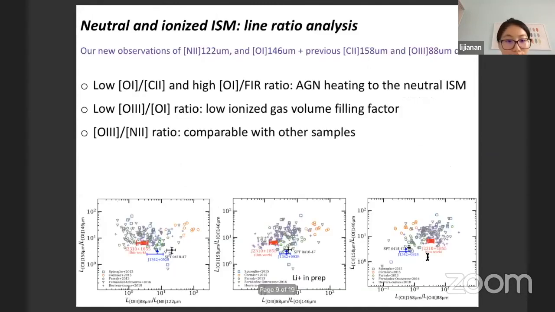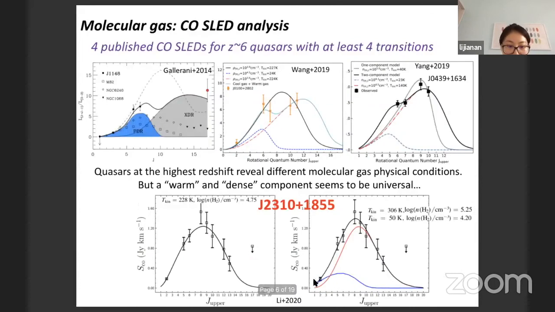For these quasars, we only detect one of the low J CO lines, which constrains the PDR, and maybe in the middle there's a contribution from both components. However, for the high J, we only have 13 to 12. So I think this kind of analysis would be possible for local AGNs, but currently it will not be possible for these high redshift quasars.